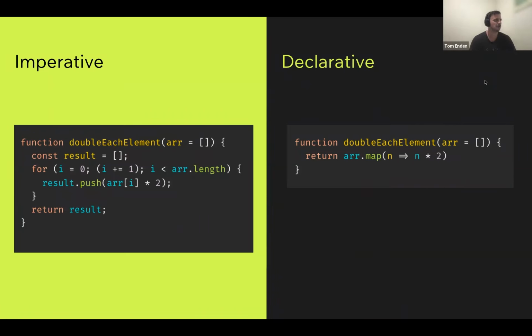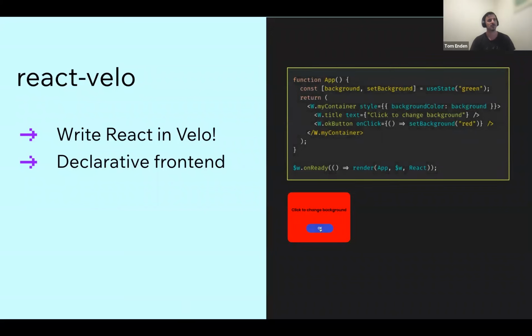So first, let's look at a very, very simple component that we see here. We have here a container that initially has a background in one color, and when you press OK, the color changes. So let's look at how we would write this in React Velo. We have here a piece of state that is initially set to green, and we have a function to change this state. We see here that we use the W namespace to select our components, and we describe them using JSX. So we have w.myContainer, and the background color of its style is the background that is set in the state, initially green.